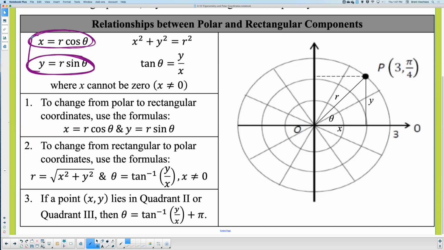Over here, this is the Pythagorean theorem. You've seen that before, and we're going to use tangent. These are the four formulas we're going to use over and over. This has a note: x cannot be 0. Why can x not be 0? Not allowed to divide by 0. Very good.